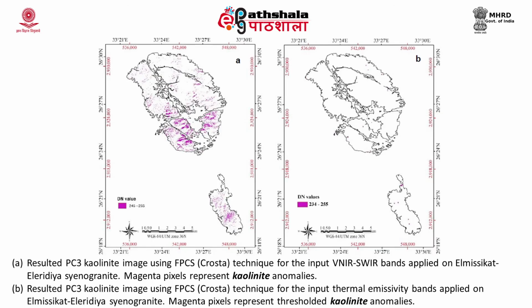So, here you can see this image based on the principal component analysis. PC3 gives the resulting PC3 kaolinite image using the FPCCS technique for the input of VNIR and SWIR bands applied on the cyanogranite. Magenta color pixels represent the kaolinite anomaly. The DN values are given in the diagrams. Pictures A and B are both given here. One is for the visible near infrared and short wave infrared bands. Picture B is for the thermal emissivity band. So, here you can see the anomaly of kaolinite.